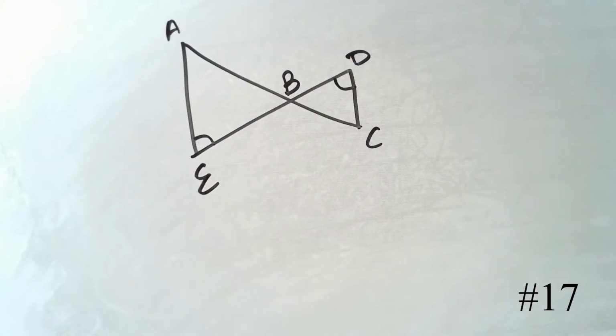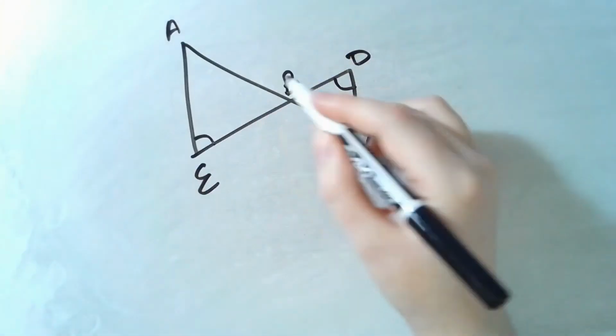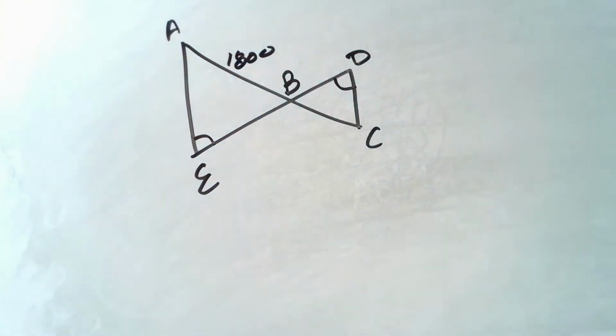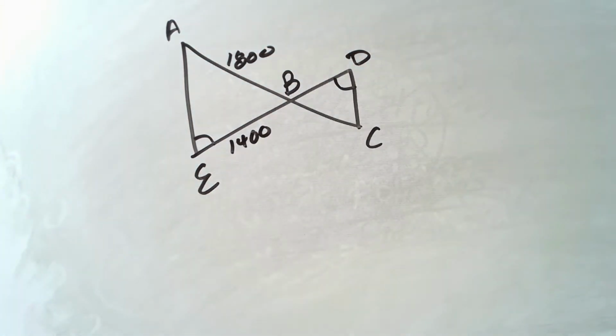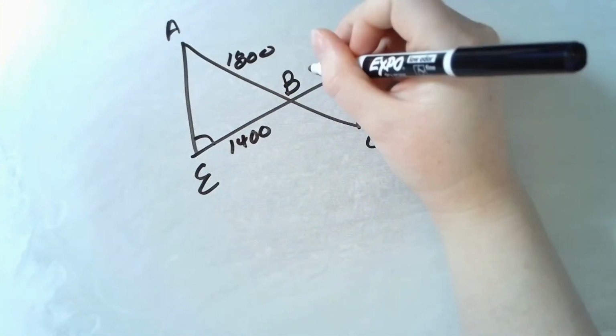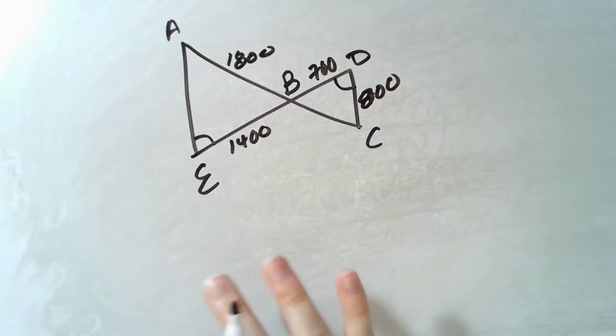So for number 17, this problem is all about labeling correctly. Here's what I mean by that. They tell us in the second sentence what each of these distances are, or what 4 of the distances are. So just go through that sentence slowly and carefully and label each of these correctly. So AB, 1800, EB, 1400, BD, 700, CD, 800.